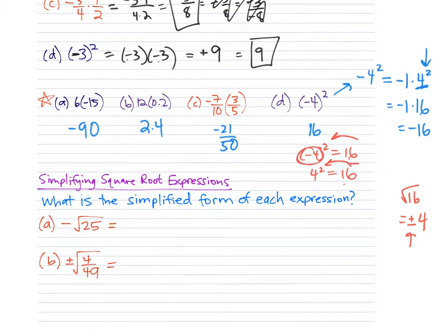So that's how you deal with taking square roots. In order to talk about a negative square root, you would put a negative in front of it. So this would simplify to negative, the square root of 25 is 5. So that would just simplify to negative 5 with the negative in front of it. And then this plus or minus would stay in front, and the square root of 4 is 2, and the square root of 49 is 7. So it would be plus or minus 2 over 7.